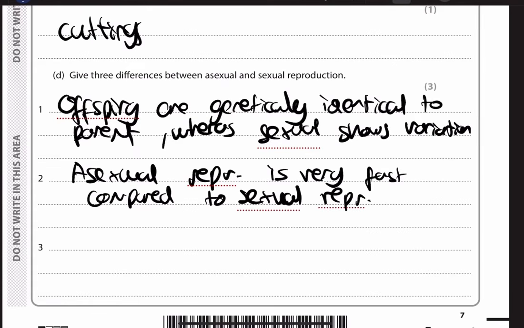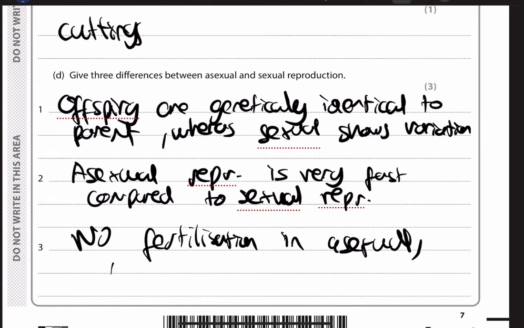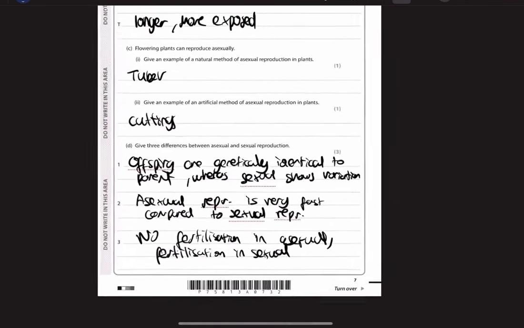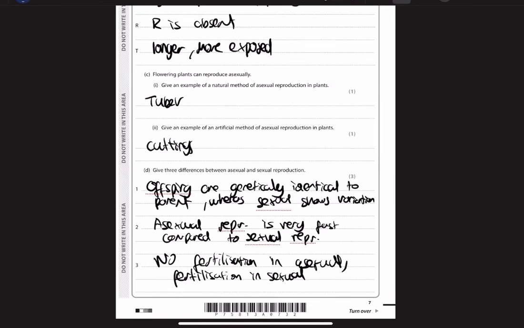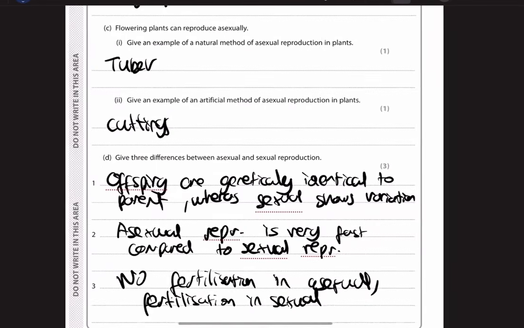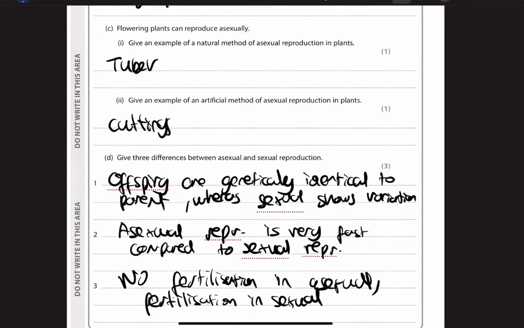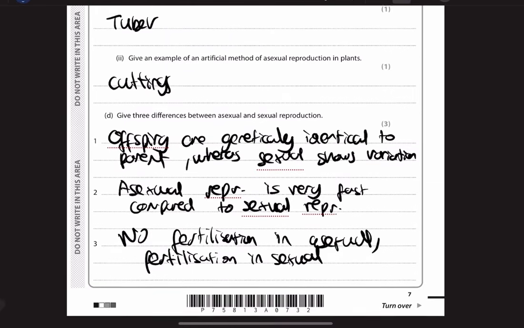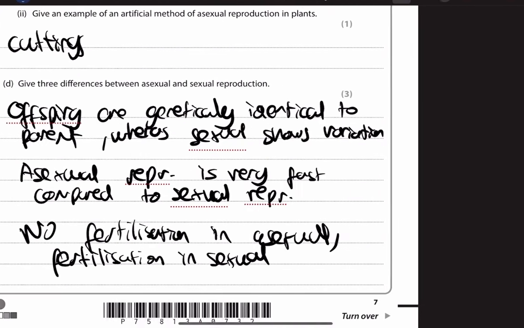Okay, and no fertilization in asexual, whereas in sexual reproduction we have fertilization. Sorry, my handwriting's kind of disintegrating because I'm just trying to write fast. But yeah, loads of things you can say here. You can even talk about no gametes are required, right? No gametes produced in asexual reproduction. No meiosis, right? There's a ton of things you can say.